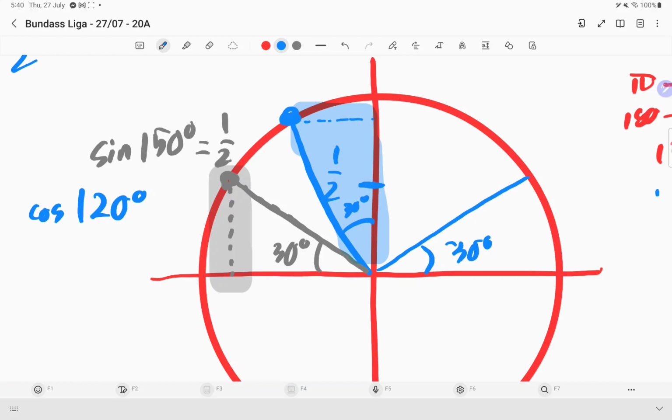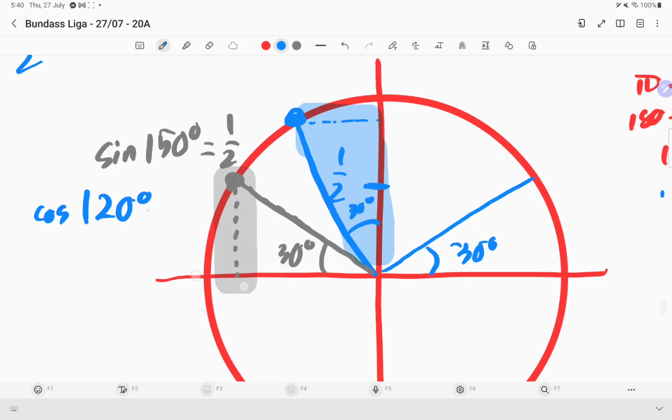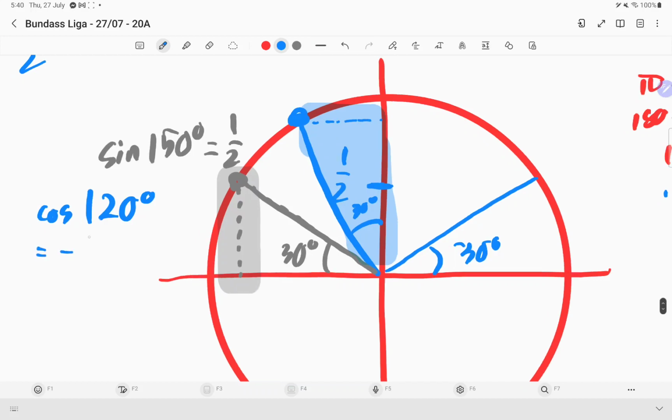Yeah, anyone? It's cos of 120. Minus 1 over 2. It is minus 1 over 2. Why, Suleiman? You do cos of 180 minus. Oh, you're doing 180 minus 60.